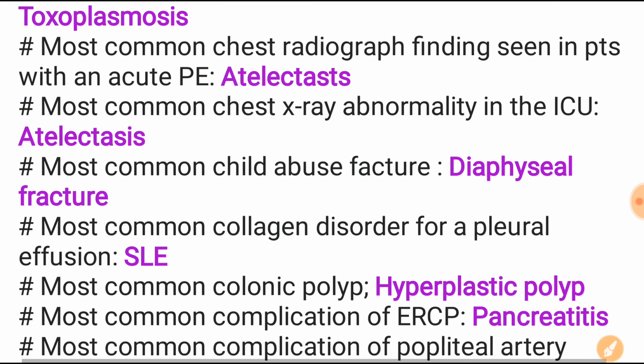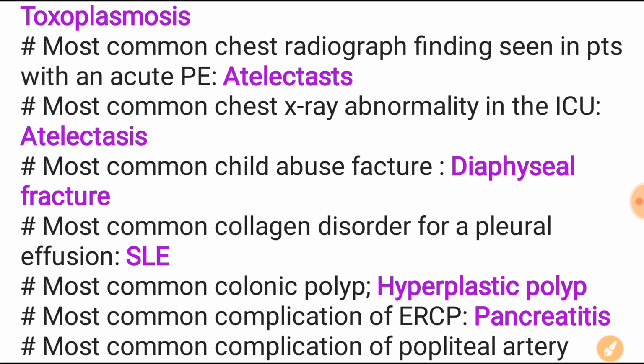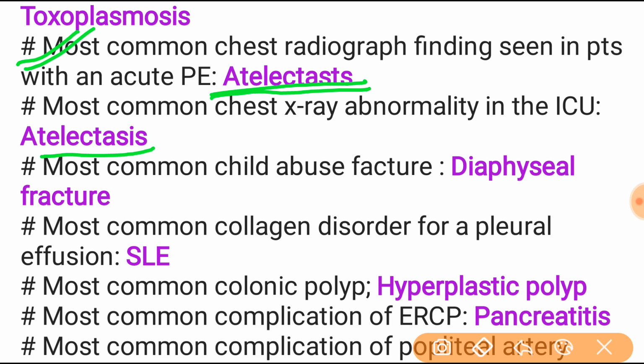The most common chest radiograph finding seen in a patient with acute PE is atelectasis. This is also under that section. The most common chest X-ray abnormality in the ICU is atelectasis. This is also most important.